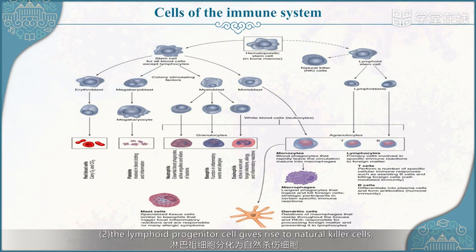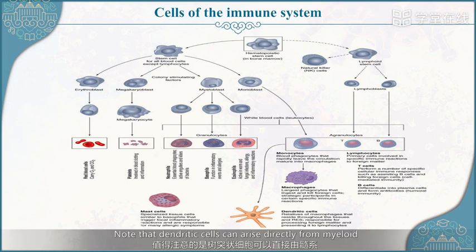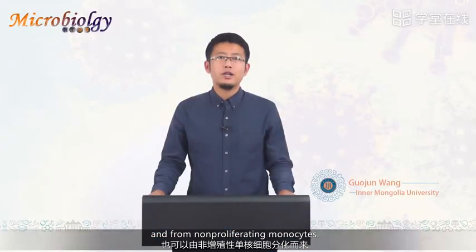And the second, the lymphoid progenitor cell gives rise to the natural killer cells, a separate lineage of dendritic cells, the B cells that become antibody-secreting plasma cells, and the T cells. Note that dendritic cells can arise directly from myeloid and lymphoid progenitor cells and from the non-proliferating monocytes.